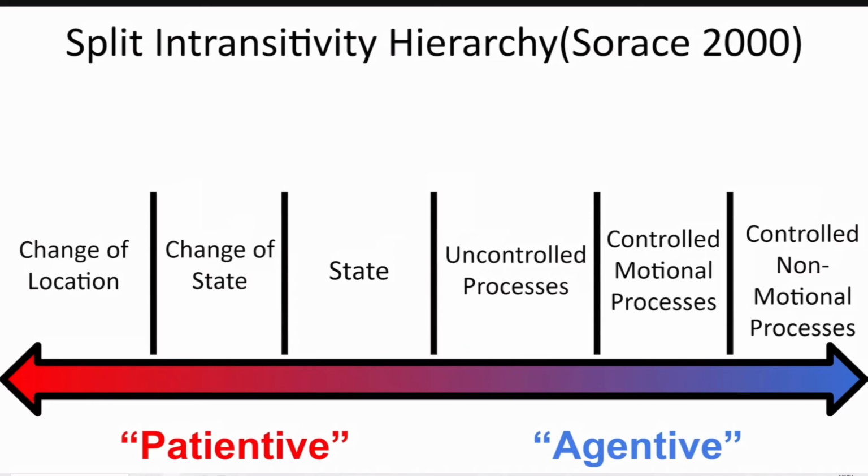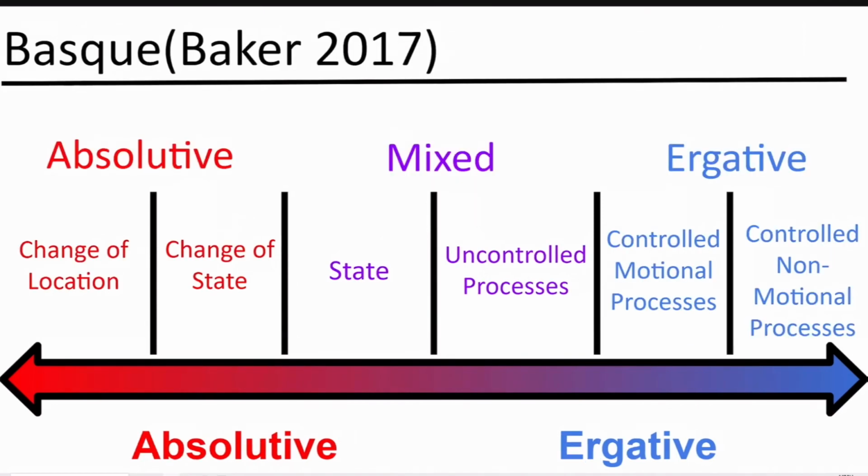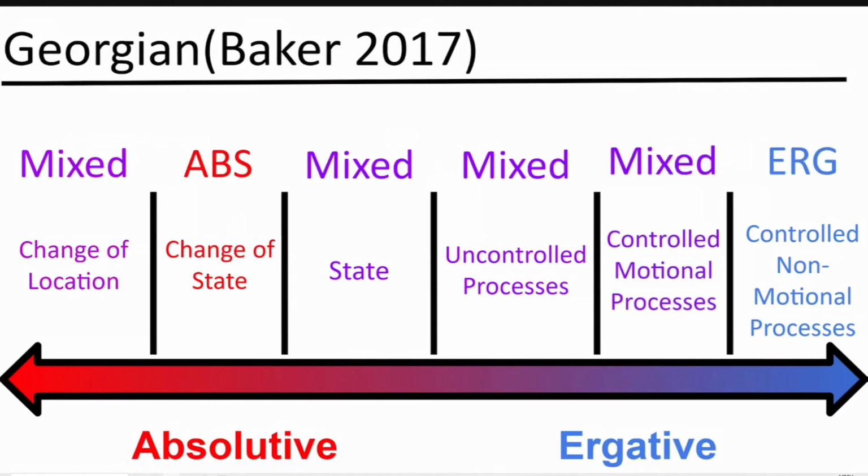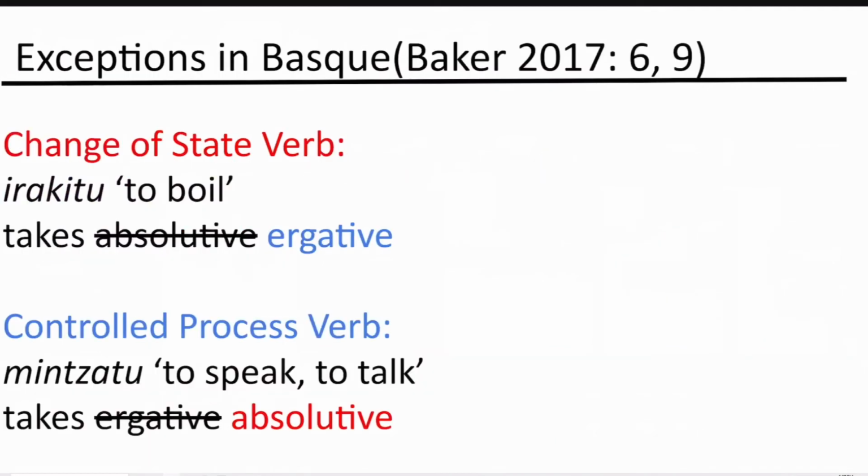In other words, subjects of change of location, change of state, and state verbs are often treated more like a patient, while subjects of uncontrolled processes, controlled motional processes, and controlled non-motional process verbs are more likely to be treated like agents. Some languages, like Basque, will follow this hierarchy very neatly and precisely, while others, like Georgian, may follow this hierarchy more loosely and will deviate from it more. No language will follow this hierarchy perfectly, and there will always be little exceptions and deviations from the system, but most languages with these systems will follow it to some degree.